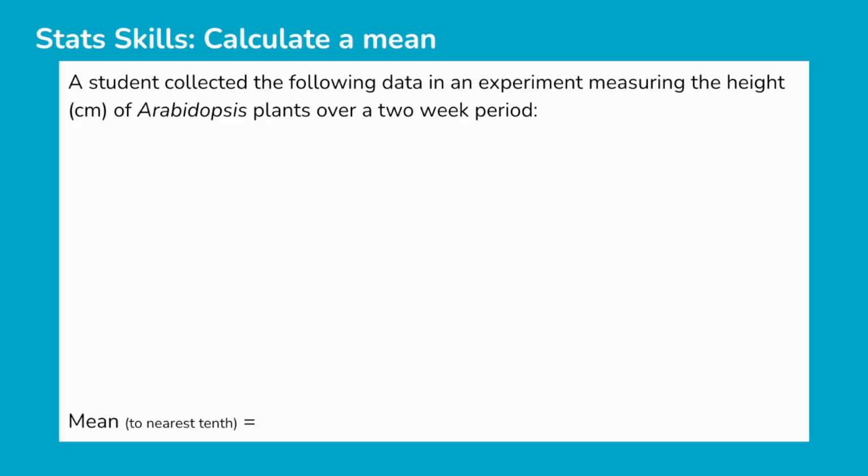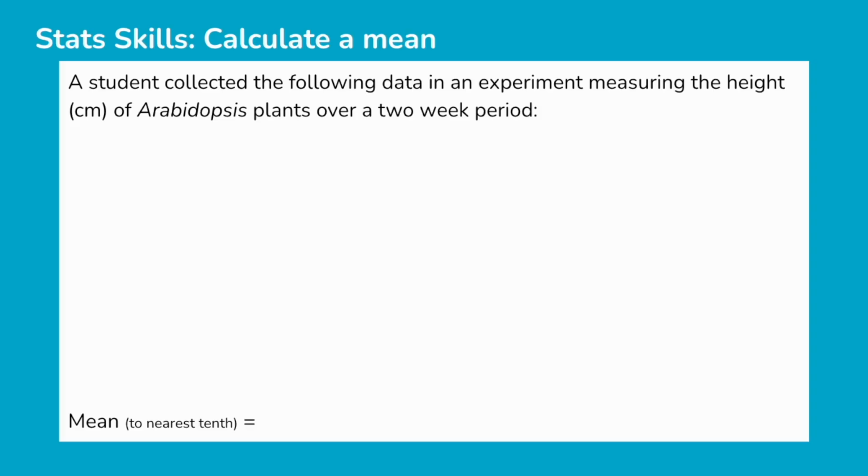One of the very simple skills that you should be able to do in AP Biology is to calculate a mean. Remember, the mean is just the sum of all data points divided by the total number of data points. When you're calculating things in AP Biology, a lot of times it'll tell you to calculate to a certain decimal place. So for example, here to the nearest tenth. So make sure you pay attention to that and try not to round until the very end of your calculations.